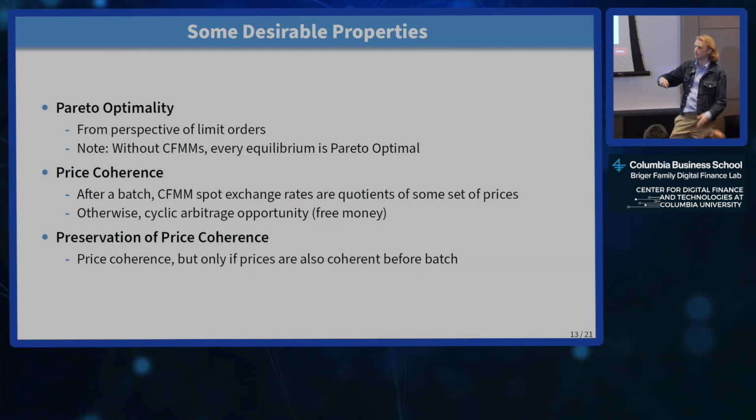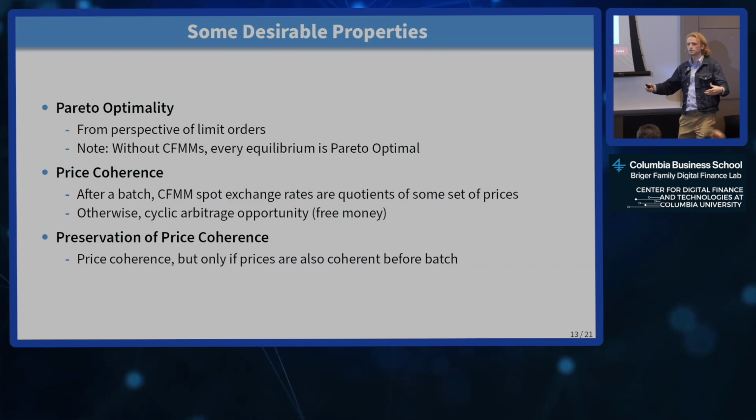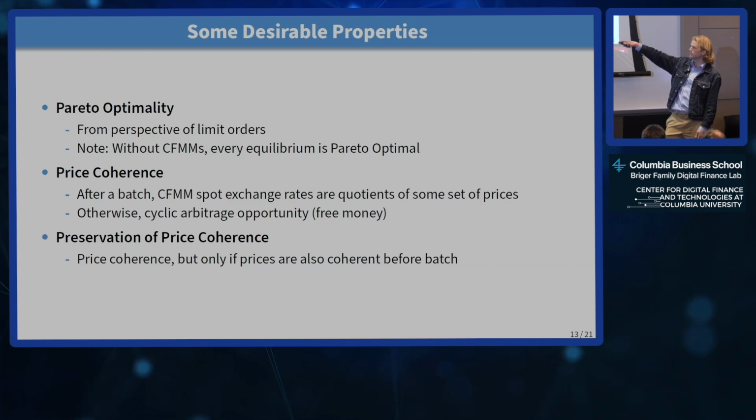We might also like to have the CFMMs, after the batch, be left in what we'll call a price coherent state. At a high level, this just requires that after the batch there's no free money left on the table. There's no way I can start with some asset, make a bunch of trades, and wind up with strictly more of the asset than I started with. You might also weaken this to say that we'll stay with price coherence, but only if we started in a price coherent state.